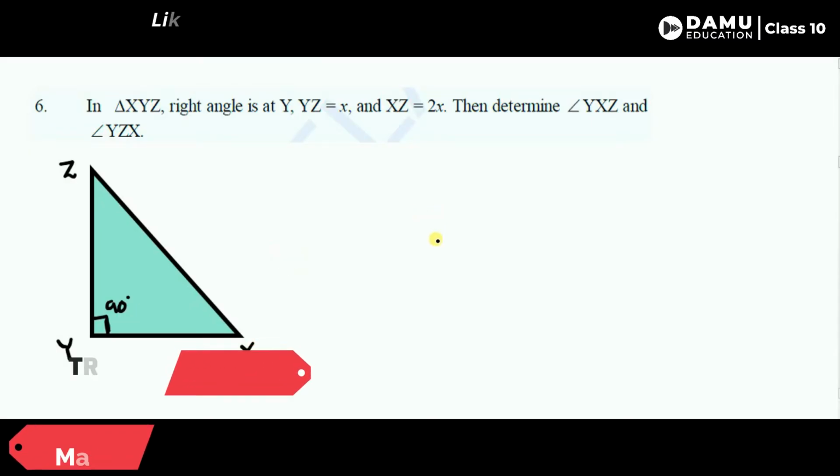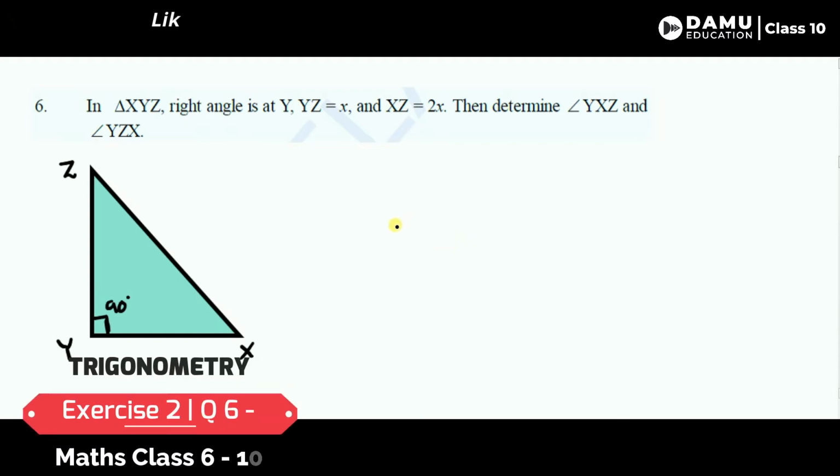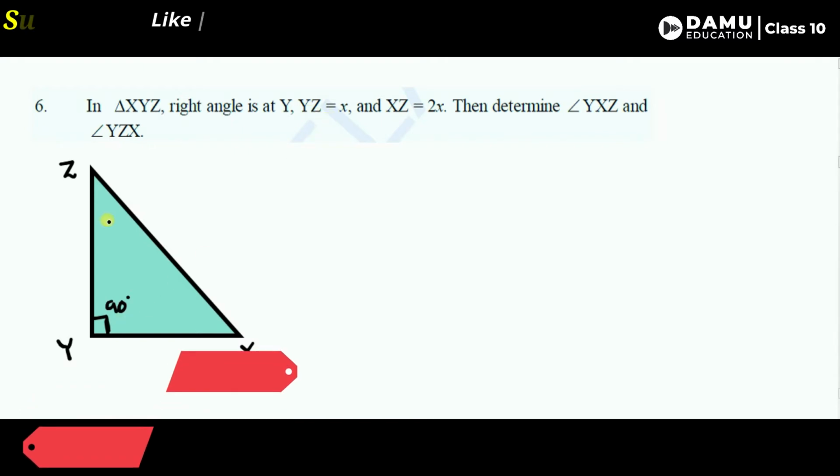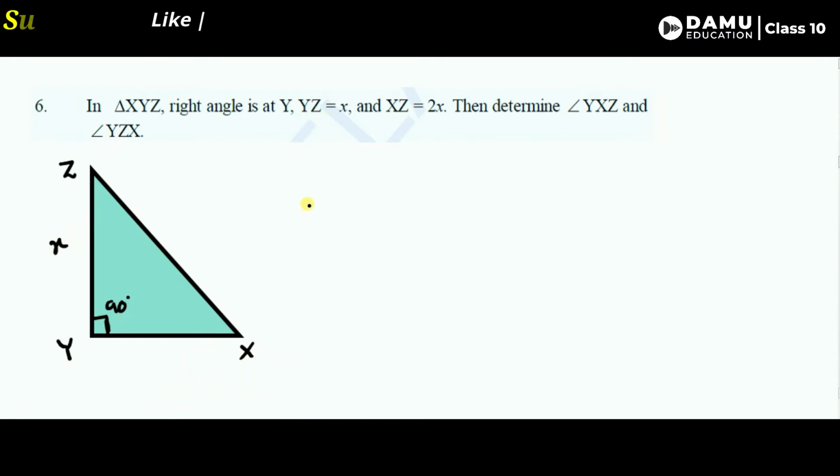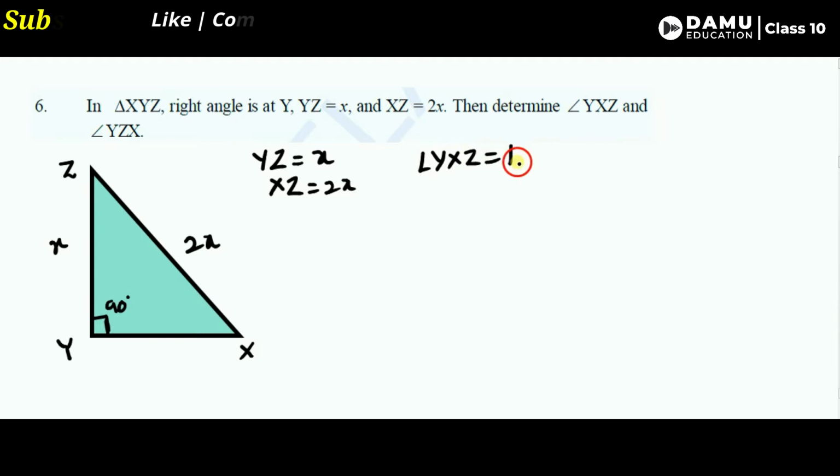Friends, in this module we are going to discuss our sixth question. In triangle XYZ, right angled at Y, so this is Y at right angle, 90 degrees. Then YZ will be equal to X centimeters. So what are the given conditions? Write it down. Then XZ will be equal to 2X. Then determine the angle YXZ, that is angle X.